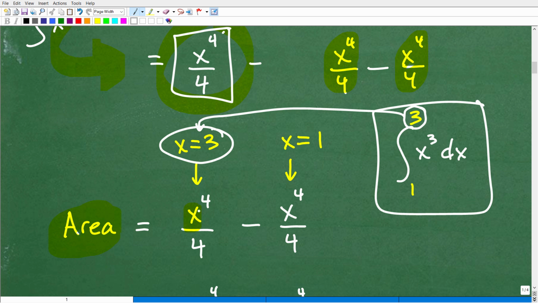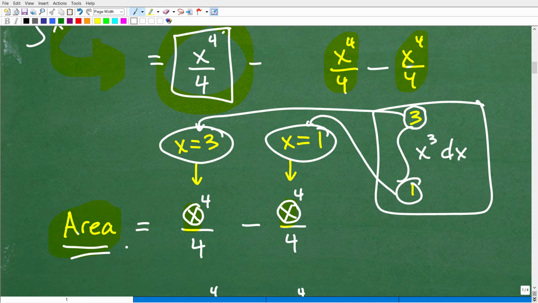So we're going to substitute this x here for 3, and then we're going to use this number right here. Okay, and we're going to substitute this x for 1. We're going to plug in 1 for this x right there, and when we plug this in and actually do the arithmetic, we will actually get the area. So if you understand that, let's just review this one more time.